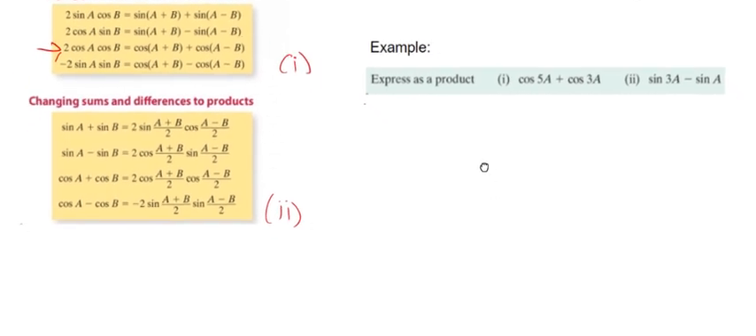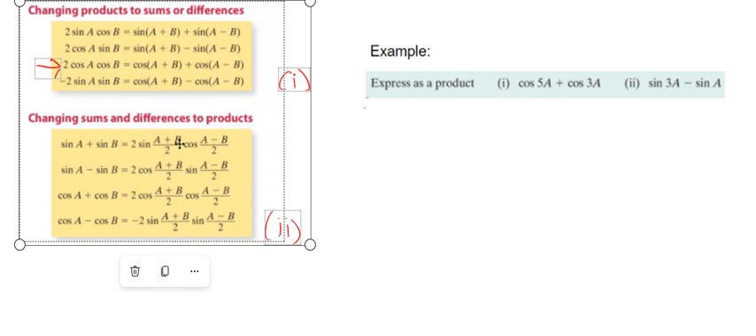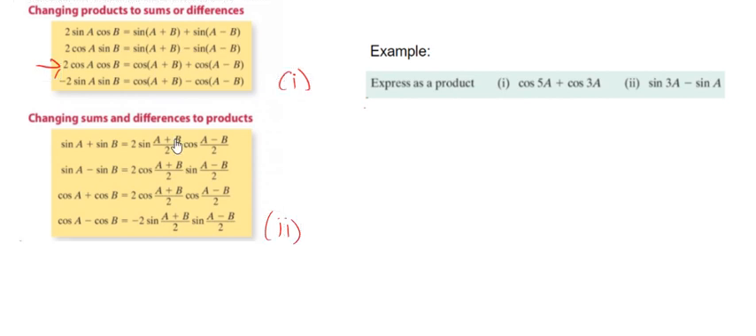So let's look at these now. So express as a product then. So we've got cos of 5a plus cos of 3a. So it's kind of like the opposite way around now. They're written as a sum. So there's a plus in the middle of them. So we're going to pick ones over here that will help us to express them as a product. So we're going to use the bottom ones.